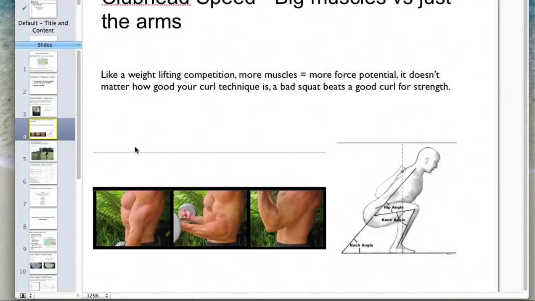Or how does using the body in the right way create more speed? Well, I like to use the example of, let's just say we had a weightlifting competition. And in this weightlifting competition, the only rule is lift as much weight as you can. So most people would choose a total body lift. They would choose squats, or deadlifts or something like that, because the more muscles that you use basically gives you greater force producing potential.